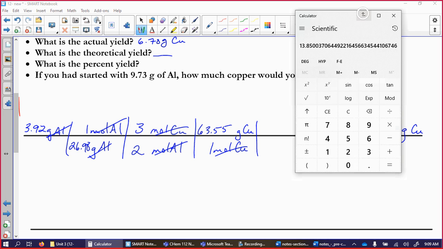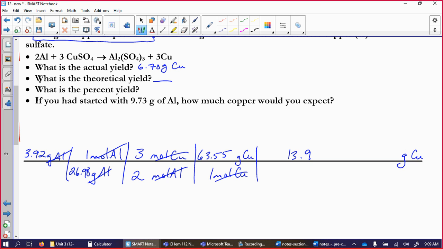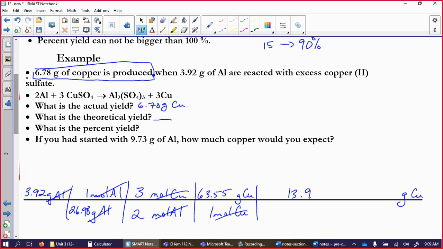We get 13.9, because that would round, grams of copper. So if this reaction went all the way to the products, you should get 13.9 grams of copper. So this is the calculation one. This is, here's your number.